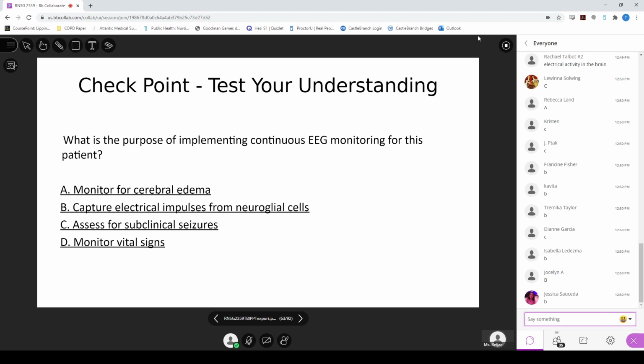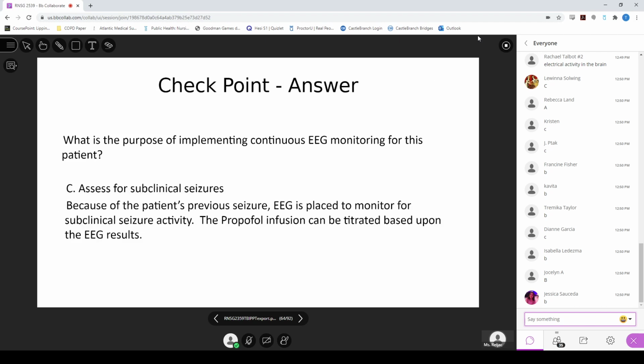Okay, so the answer is C. You want to assess for clinical seizures. Because the patient had previous seizures, this EEG is placed to monitor subclinical seizure activity. Propofol infusion can be titrated based upon the EEG results. So you want to be able to follow this patient all the time, especially because of the seizure activity from previously. A lot of times it can be masked.